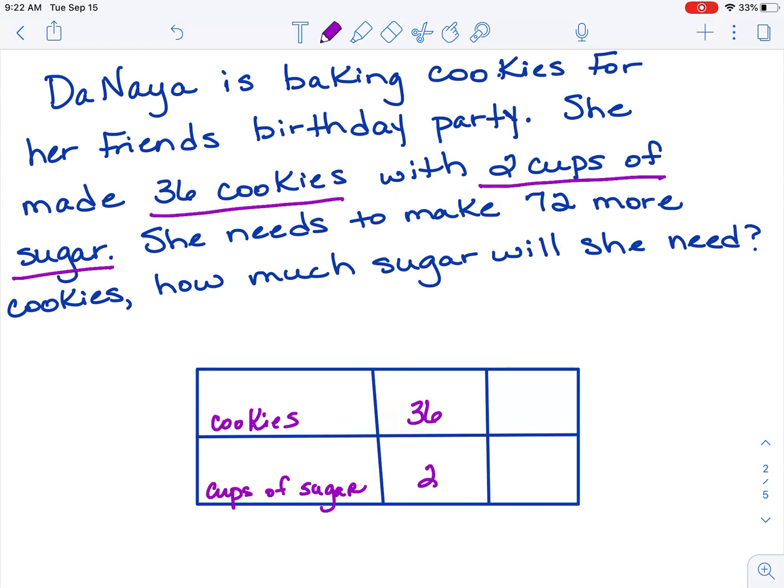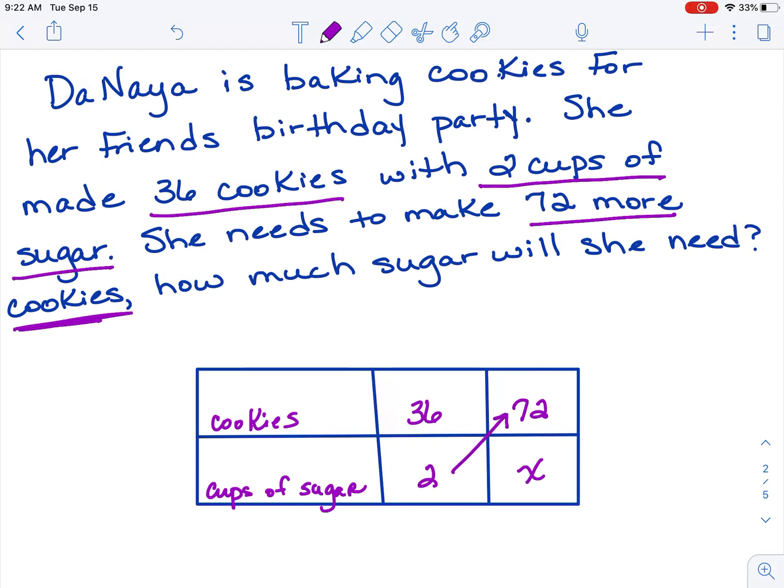Read the next sentence. She needs to make 72 more cookies. So she needs to make 72 cookies. And 72 is going to go in this column or row because it's about cookies. And it's 72 cookies. Cookies go with cookies. How much sugar will she need? That is what I don't know.